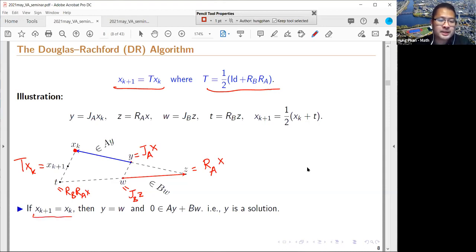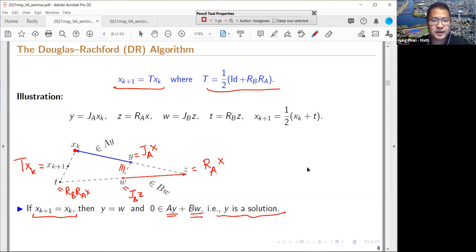Whenever x_{k+1} equals x_k, or they are at least close to each other, you can see that the triangle here collapses, and the point y will be the same as the point w, for which you will see that the red vector and the blue vector are opposite. These two vectors belong to Ay and Bw. That is why 0 belongs to the sum of Ay and Bw. That means we have found a solution. So that's the general idea of the Douglas-Rachford algorithm.